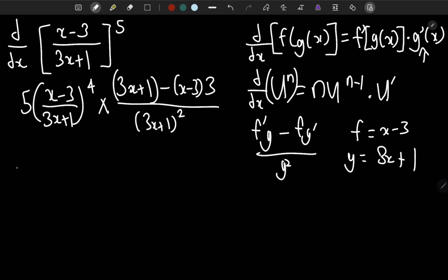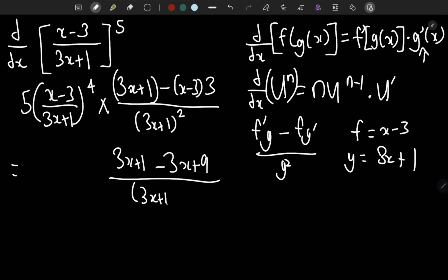So now it's just the simplification part. Let's simplify this part over here first. So it's going to be 3x plus 1 minus 3x minus 9. Oh no, it's going to be 3x plus 9, since minus x and plus, yeah. So, and this is all going to be over (3x plus 1) squared. And we can just cancel out the 3x over here. It's only going to be left with 10.